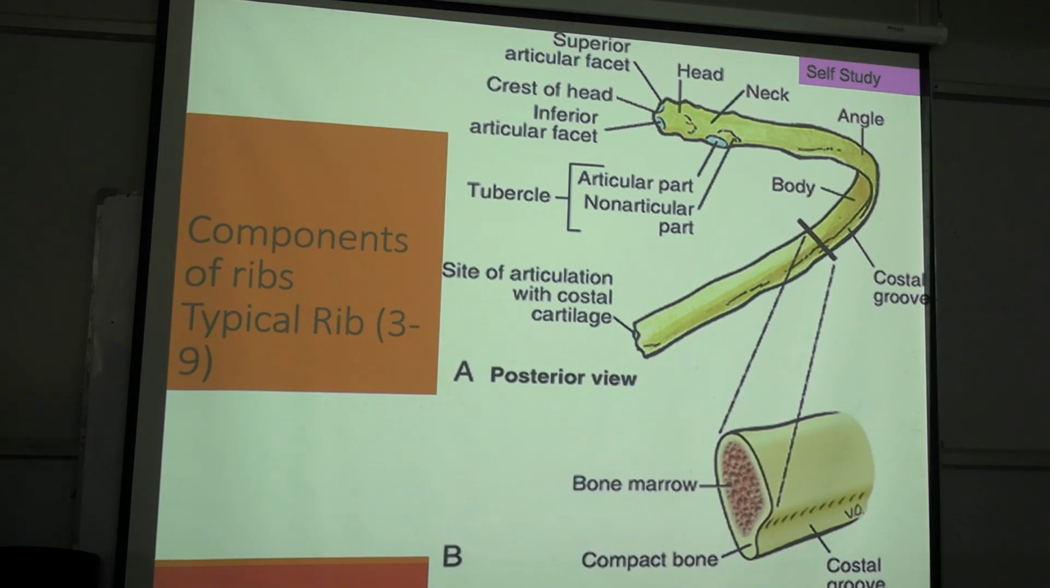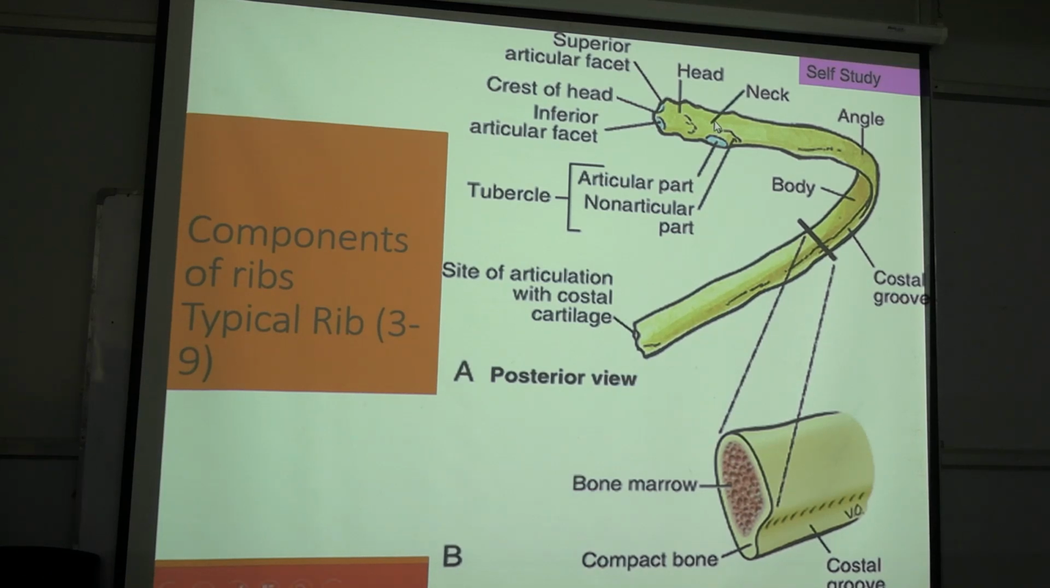That means, take this rib as rib 3. Rib 3 has an inferior facet and a superior facet. The inferior facet will articulate with the body of vertebra T3, and the superior facet will articulate with the sides of the body of the T2 vertebra. Get what I am trying to say? So this facet is for articulation on the sides of the vertebra.